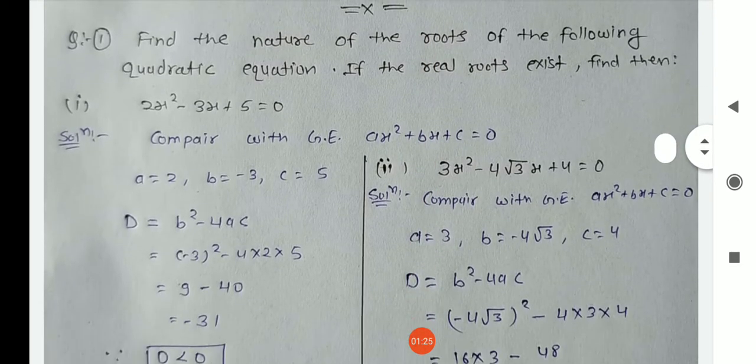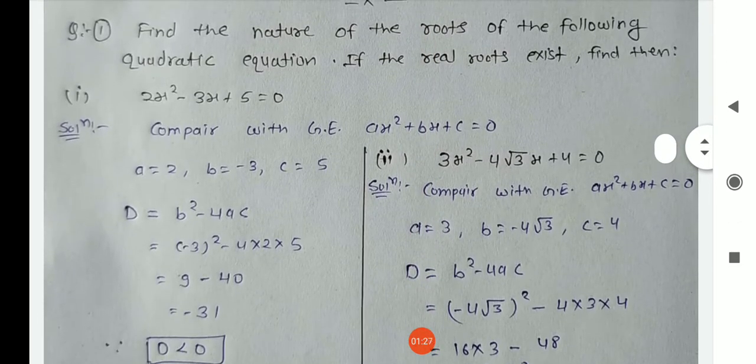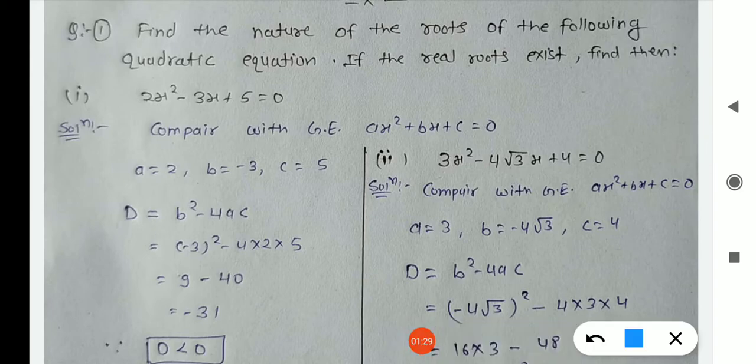So here I start exercise 4.4. Question number one: find the nature of the roots of the following quadratic equation. If real roots exist, then find them. If roots are not real, then I do not find them. Here the equation is 2x square minus 3x plus 5 equals 0. This is our quadratic equation.